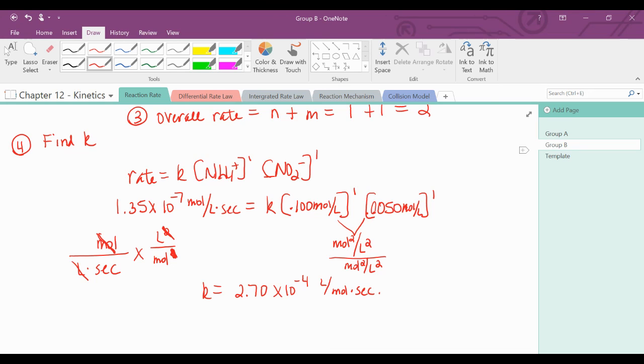All right, that is the end of our notes for how to find the order of reaction and problems related to the differential rate law.